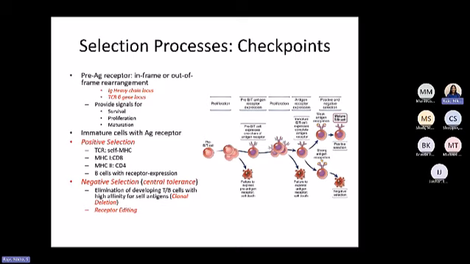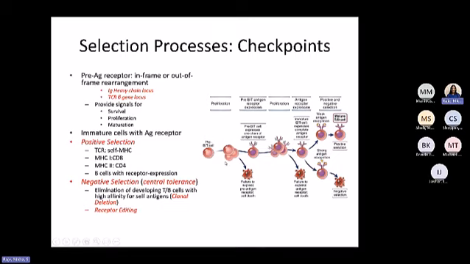Similarly, for B cells, the B cell receptor is made up of IgM. IgM has a heavy chain and a light chain, so the initial rearrangement will occur in the Ig heavy chain locus. Once this gene rearrangement occurs, it provides signal for survival, proliferation, and maturation.